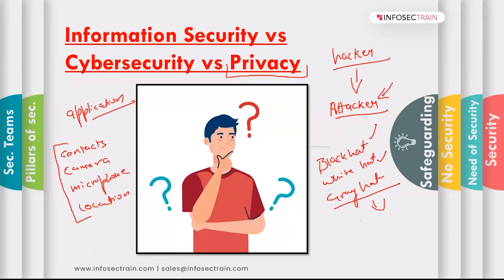Gray hat hackers will not ask whether they can start testing or not. That is the behavior of black hat hackers. They also don't ask whether they can start hacking or not. But once they find something, they will report it to the senior staff, and they will expect a reward in return. Those are gray hat hackers: some characteristics of black hat, some characteristics of white hat.